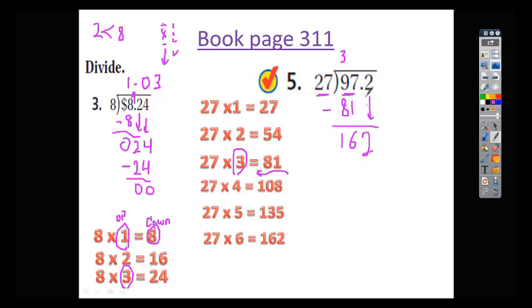Before you bring down 2, you can see there are decimals, so don't forget to put the point up. After bringing down, divide: 162 divided by 27. 162 divided by 27 equals 6. So write 6 up, and then 6 times 27 equals 162. So write 162 down, and then make minus. So the quotient will equal 3.6.